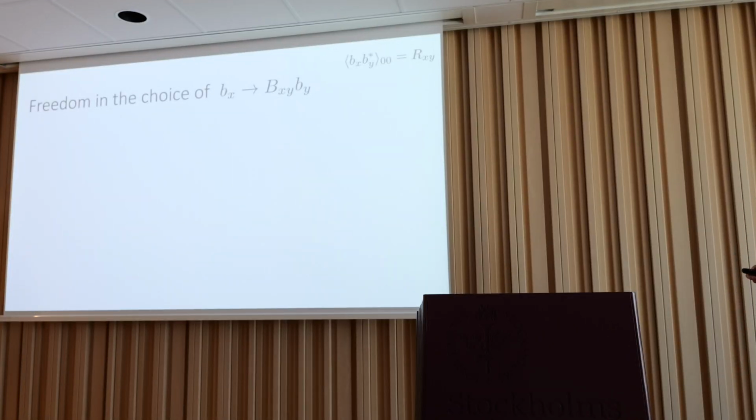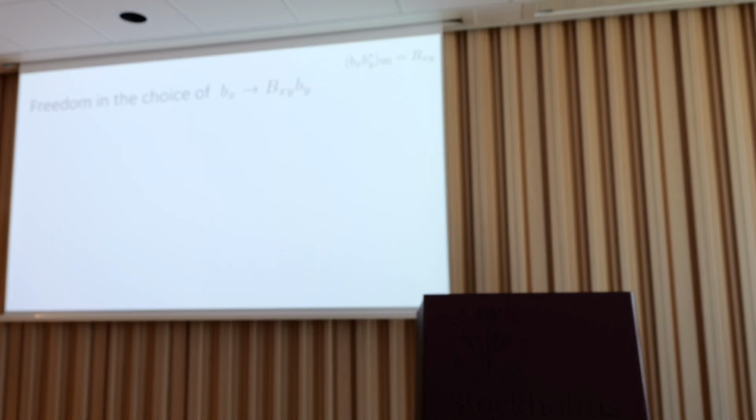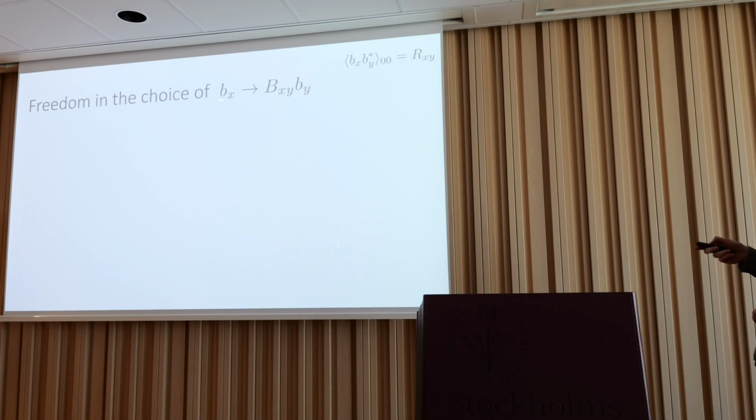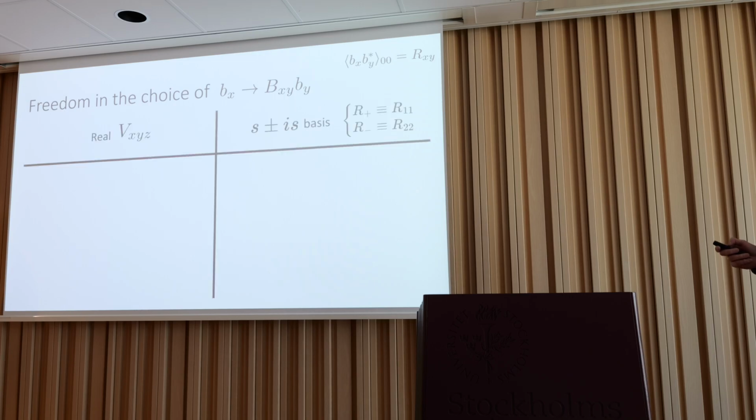I wanted to discuss also some freedom in how these bosonic fields can be parameterized. The point is that you can always do a transformation like so with a unitary matrix B, and just to remind you, this R is a propagator for these bosons. Right, and so these bosons are Cooper pairs in a sense.